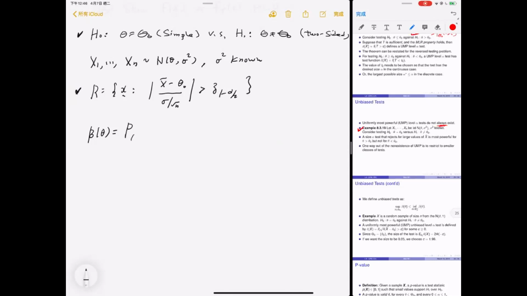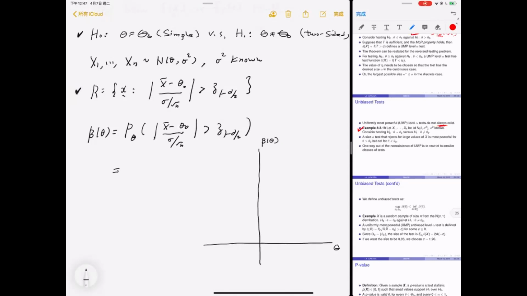Probability of theta. Given theta, theta could be in the null space or the alternative space. But inside the probability is always your rejection region. So this is going to be my power function, and it is going to be a function of theta. Based on this, you are going to draw a graph right here.